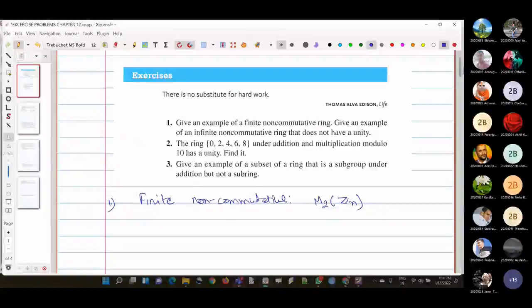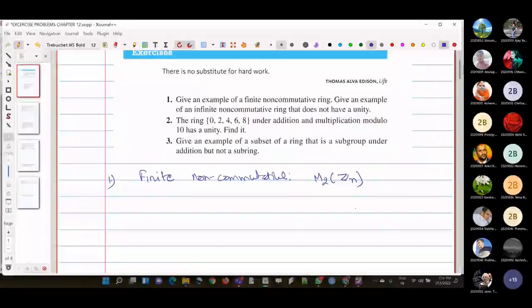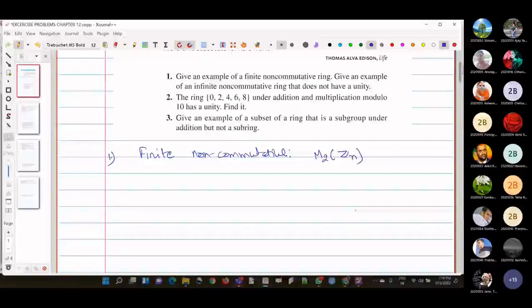Do you remember, for what value of n is Zn a field? Prime. Yes, you can verify it. A finite integral domain is a field. We studied that a finite integral domain is a field.